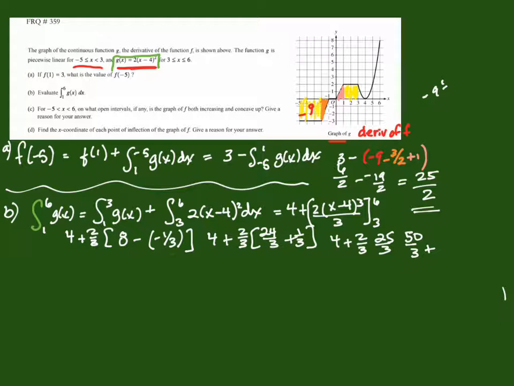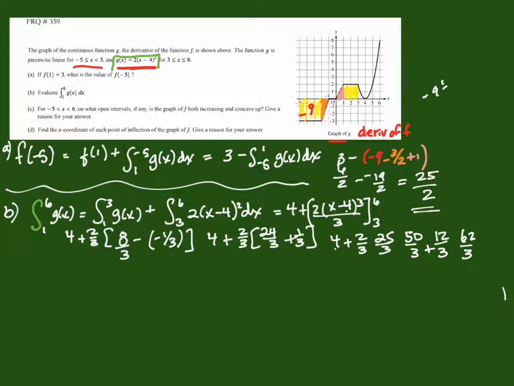I'm doing something wrong. Plus, maybe not. Let's see, 4, that would be 12/3. So 62/3. I'm supposed to get 10. What did I do wrong? I'm going to stop. Okay, I see where I went wrong. This is supposed to be a third.